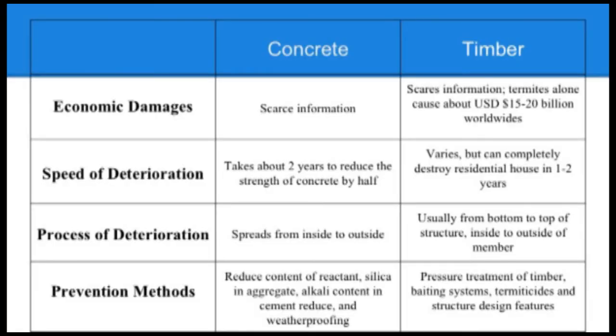So for the speed of deterioration of AAR, as it is a very slow reaction, it takes about 2 years to reduce the strength of the concrete structure by half. And the deterioration of timber member structures greatly varies depending on the different species of insects or bugs that are infesting the timber. These different variables include the size of the colony and the behavior of the insects or bugs. However, some colony sizes and species can destroy residential houses within 1 to 2 years.